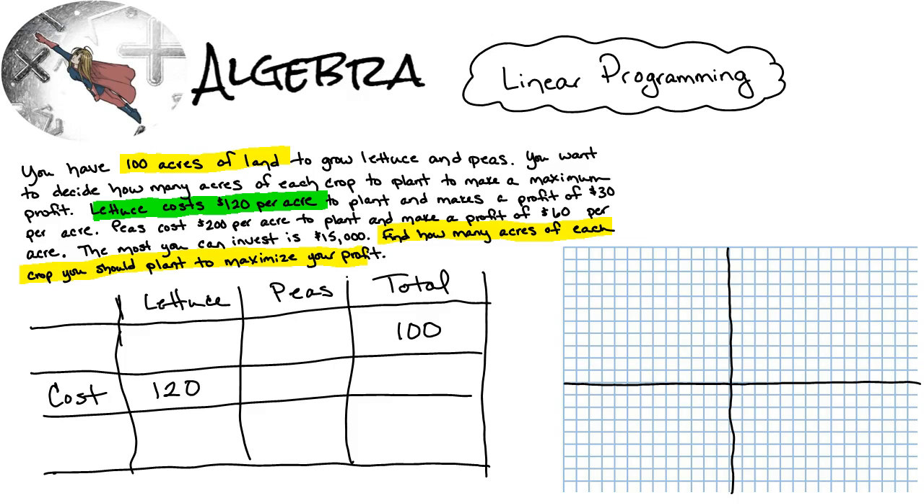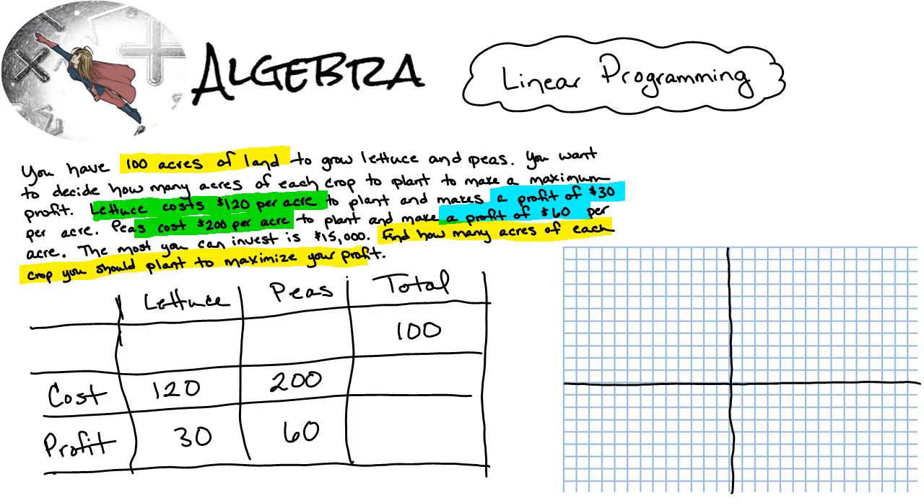and fill in that that's $120 of cost for the lettuce. And if I keep reading, I notice that the next thing it says is that lettuce makes a profit of $30 per acre. So that needs to be another new line that I'll call profit. And that's for lettuce, and it's 30 per acre. And if I keep reading, it says peas cost $200 per acre. And that's another cost amount. So in the cost line for the peas, I'm going to fill in 200. And then the peas make a profit of $60 per acre. So in the profit line for peas, I'm going to fill in the number 60.